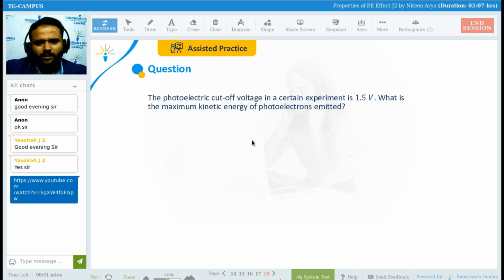Okay, so this is for today. This is a very simple question. The photoelectric cutoff voltage in a certain experiment is given. What is the maximum kinetic energy of a photoelectron? Questions like this you can get, nothing more. Do these two questions and then we are going to do the class assessment. Very easy. Cutoff voltage means stopping potential, which you have in your hand. You need to find the maximum kinetic energy of photoelectrons. Do that.